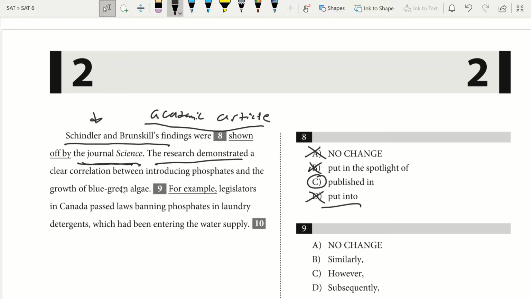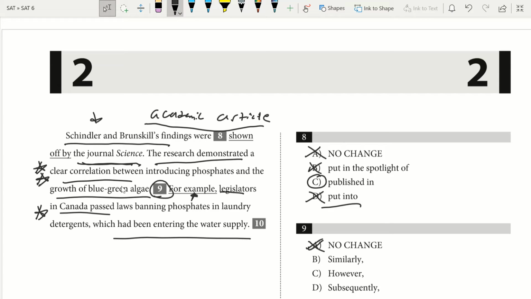The research demonstrated a clear correlation between introducing phosphates and the growth of blue-green algae. For example, legislators in Canada passed laws, and when I see "for example," I'm just looking for a transition that's accurate. And "for example" isn't really accurate here because we're talking about legislators in Canada passing laws banning phosphates in laundry detergents which had been entering the water supply. That isn't an example of the research demonstrating a correlation, right? What are said here and here, sentence 9, is not an example of that. So we can go ahead and get rid of no change.